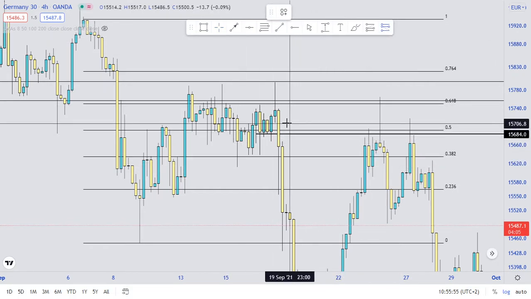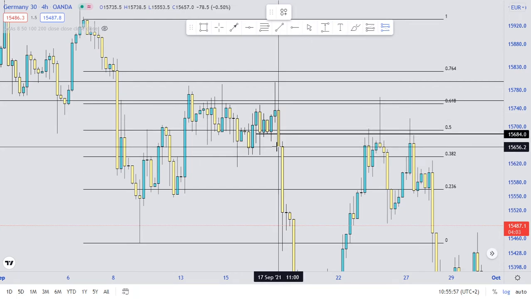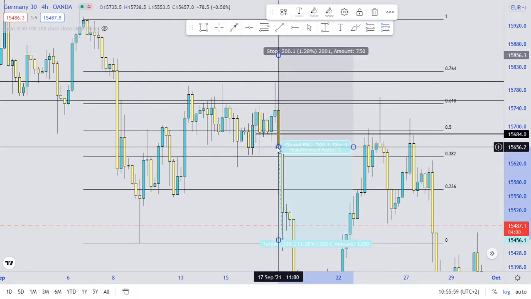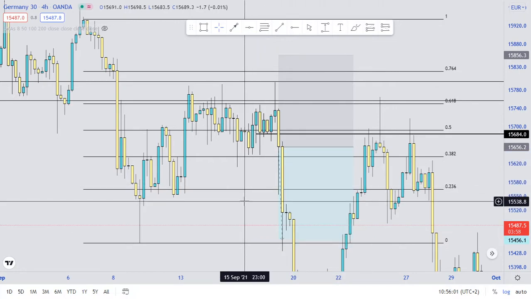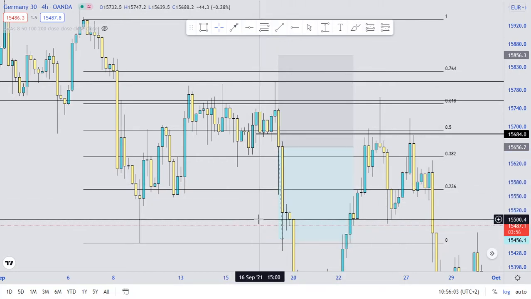So there we can see we have this bearish engulfing candle. So I will place my setup right there. And now we will work according to risk management.